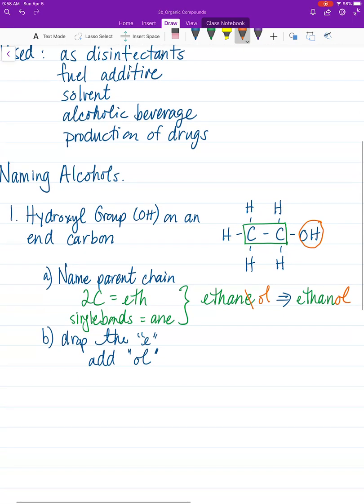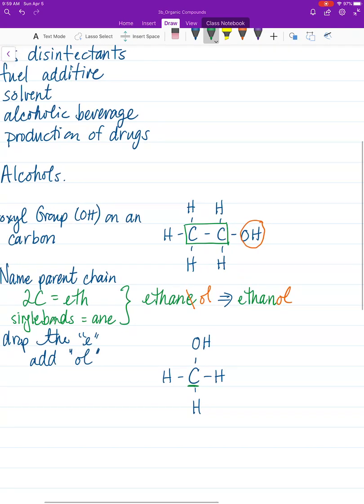Okay, let's try another example here. So let's try this one here. Okay, so when we look at this one, how many carbons in our chain? There's 1. So 1 carbon, if you take a look on your data booklet, is meth. There are no bonds, so we're just going to say methane would be the ending. But we're going to drop that E because we have the hydroxyl group, and now this becomes methanol.